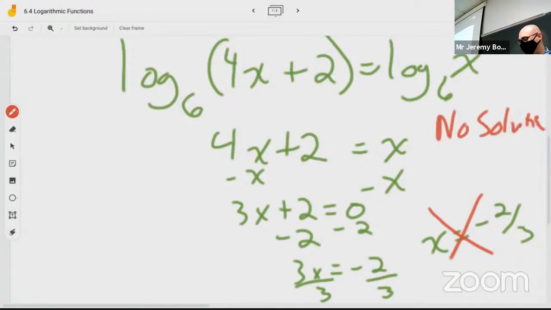You'd also have to check it here, which would be, I don't know, negative 8/3 plus 2, which is going to be negative as well, I believe. Yeah. But if it fails the domain of any of the logarithms, it's not a valid solution. Any questions on that? Good.